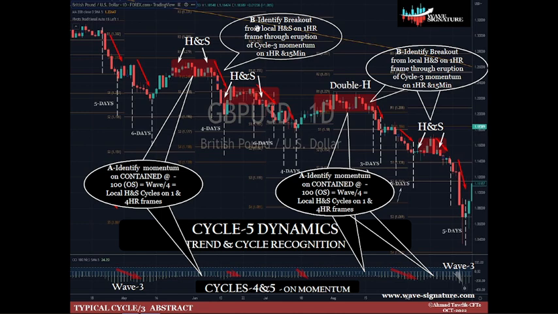So this is condition A. Condition B simply identifies the breakout point by relating it to the 1 hour and 15-minute charts. So if we're seeing a very local head and shoulders at this zone, breakout to the downside gets confirmed. We identify breakout from this local head and shoulders by using the 1 hour time frame through eruption of cycle 3 bearish momentum on the 1 and 15-minute charts.